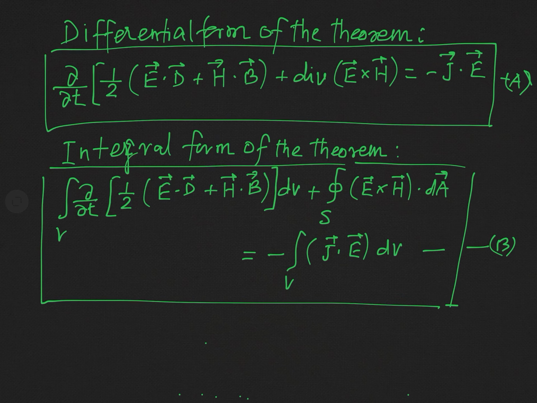Actually, you know, half E dot D represents the density of electric field energy, and half H dot B represents the density of magnetic field energy. So this first term in the LHS of equation A represents the total energy density in the electromagnetic field. And for this divergence of E cross H, we will see later that the quantity E cross H is denoted by S, and that is called the Poynting vector.